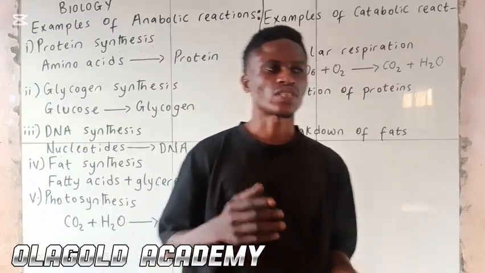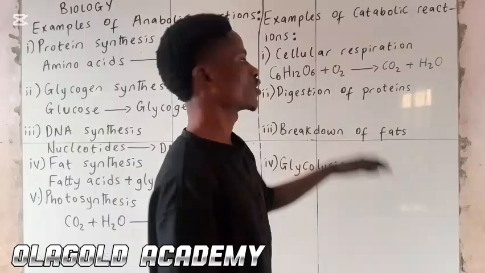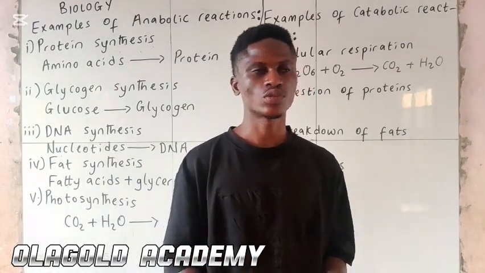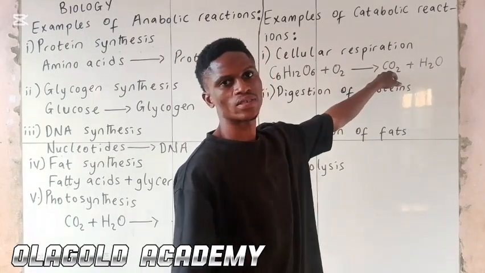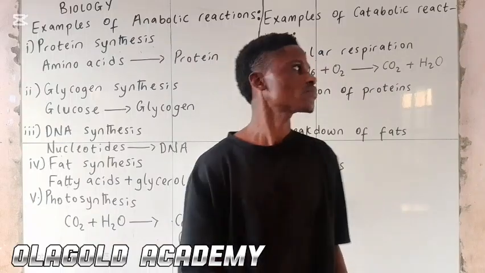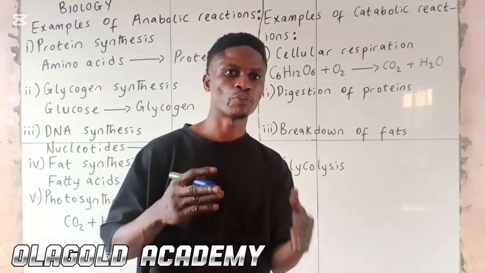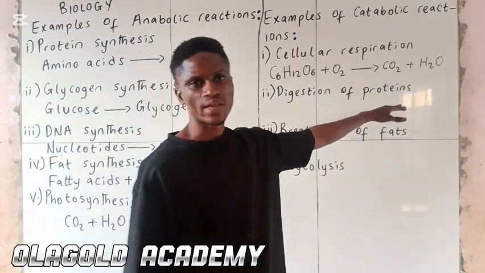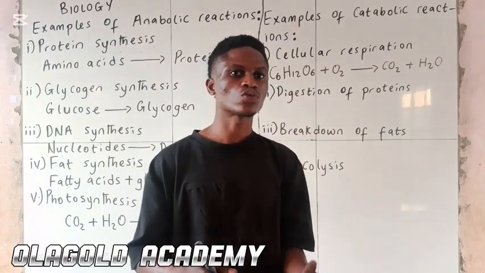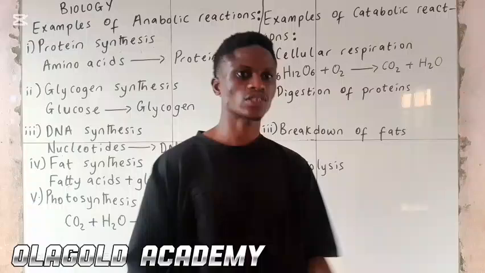So for cellular respiration, we have glucose. When we breathe in oxygen, that glucose breaks down into carbon dioxide and water with the emission of energy. Number two, we have digestion of proteins. So proteins digest as a bigger molecule. It breaks down into smaller molecules referred to as the amino acids.